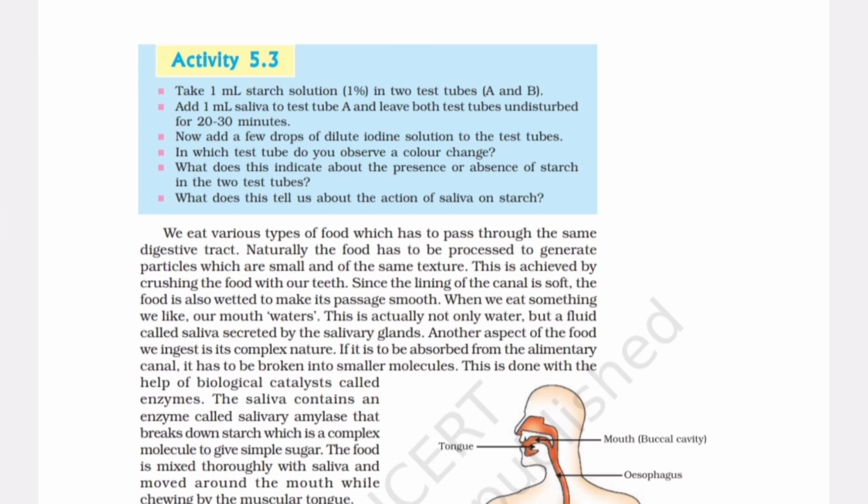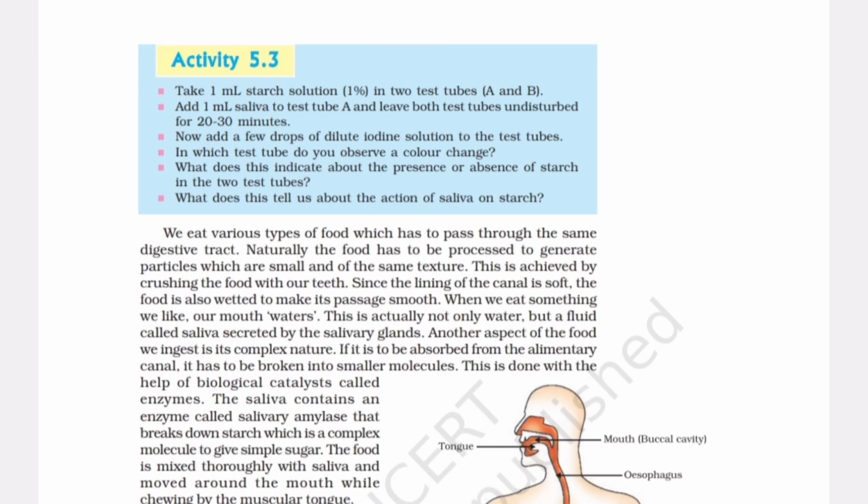We eat various types of food which has to pass through the same digestive tract. Naturally, the food has to be processed to generate particles which are small and of the same texture. This is achieved by crushing the food with our teeth. Since the lining of the canal is soft, the food is also wetted to make its passage smooth. When we eat something we like, our mouth waters. This is actually not only water, but a fluid called saliva secreted by the salivary glands.